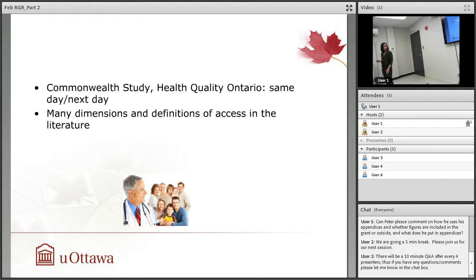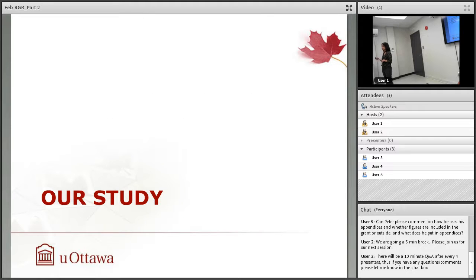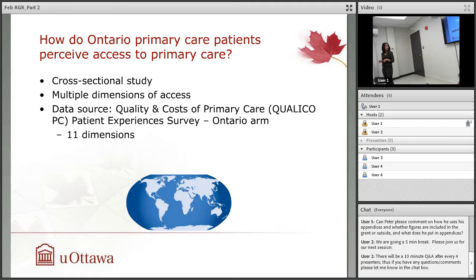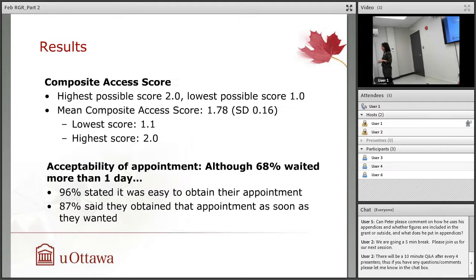So I'm going to talk about 2 ways we're looking at access right now. So one is a recently completed study on access to primary care using a more multidimensional approach, and the other is looking at how access is being rewarded at a policy level in Ontario. So the first study, we took a multidimensional approach to understanding access. We used the QUALICOPC patient experiences data set for Ontario to study 11 dimensions of access to primary care.